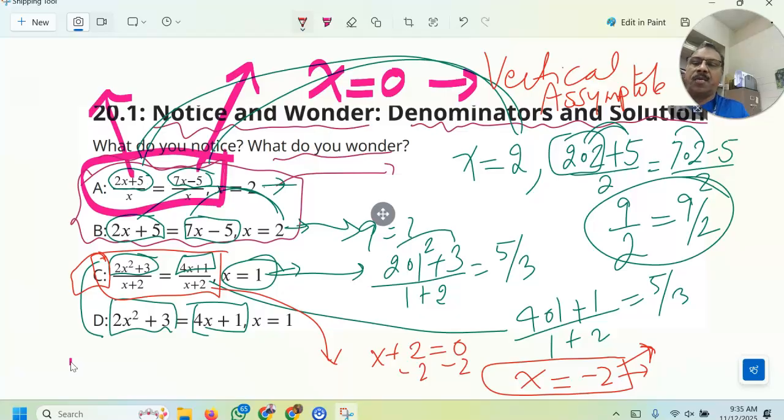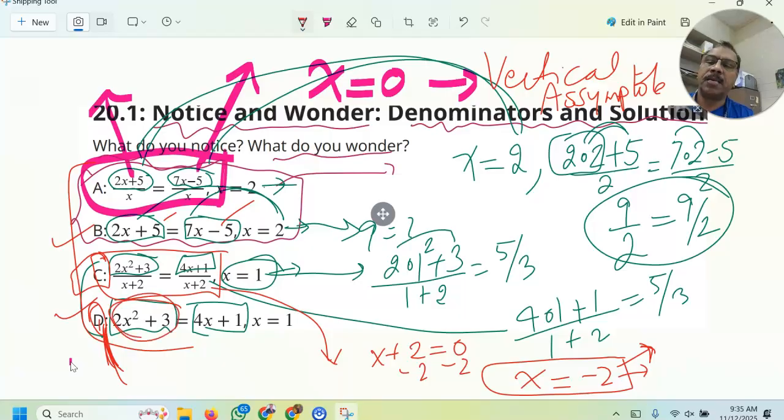Okay, so let's now move to the next activity. This is just an idea: what is the meaning of rational equations? Sometimes B and C, even though on either side they are polynomials... D is the only one you may wonder about, it has a quadratic on one side and a linear on the other. Okay, let's move to the next activity.